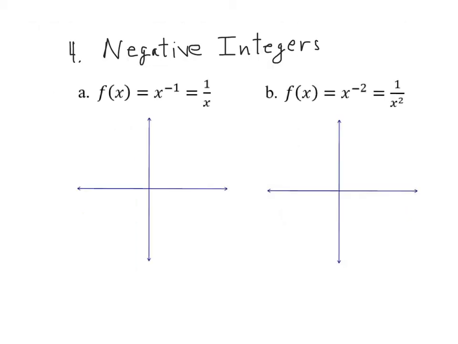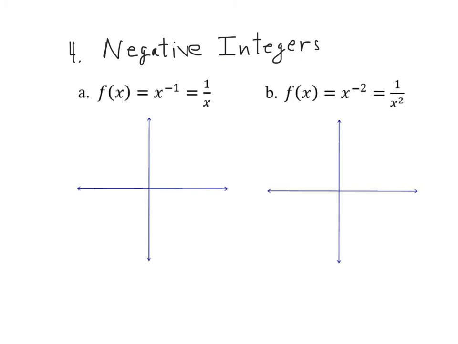Like we were doing in number 2 now, in number 4 we want to basically establish a pattern in the graphs where you have negative integers on your power functions. So perhaps you already know what these graphs look like. Of course, x to the negative 1 is the same thing as 1 over x. So you may remember what that graph is like.